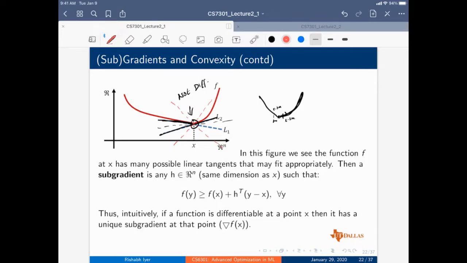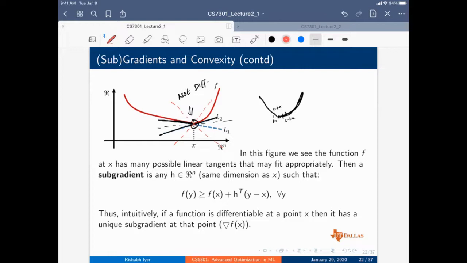The set of all lines is convex. Yeah, exactly. So this basically gives now a set of points, right? And this set of points is actually called the subdifferential, basically at any given point.